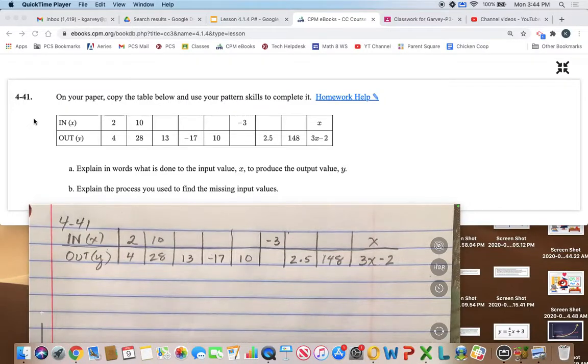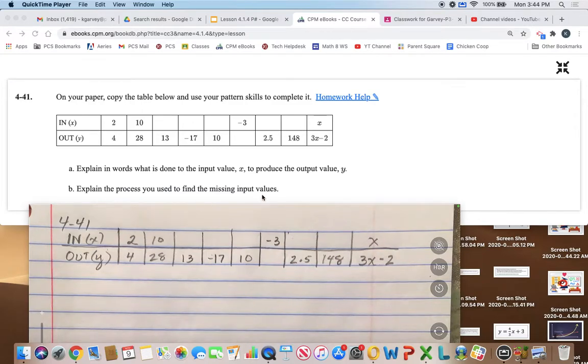41. On your paper, copy the table below and use your pattern solving skills to complete it. A is explain in words what is done to the input value, x, to produce the output value, y. And B is explain the process you use to find the missing input values.